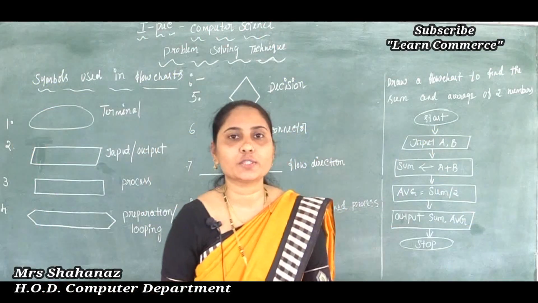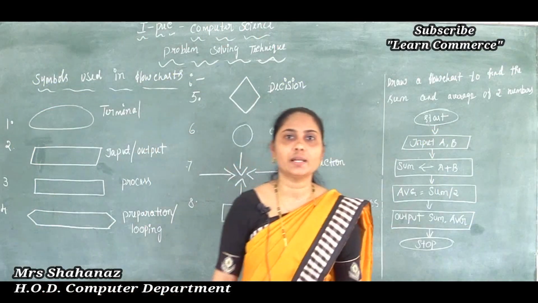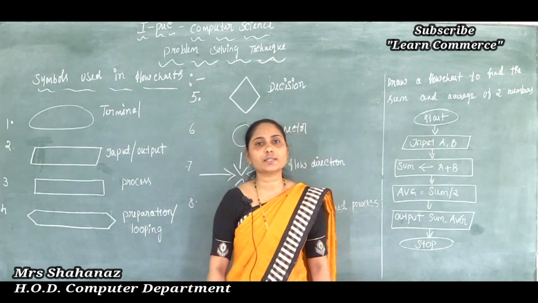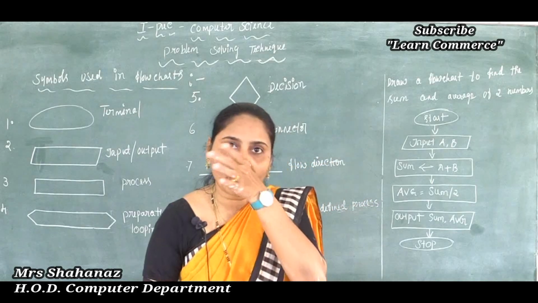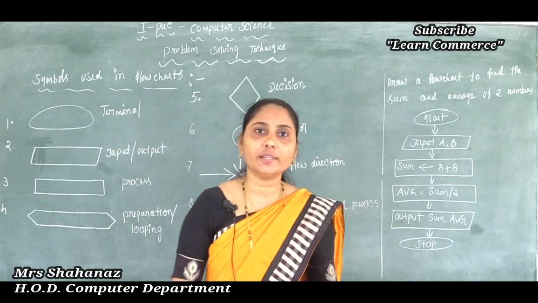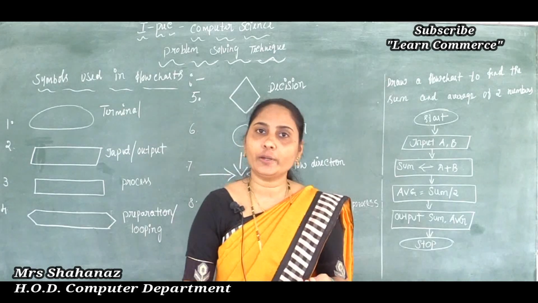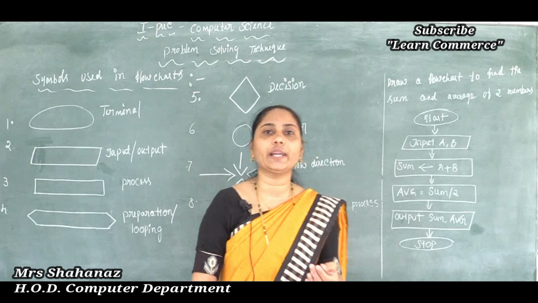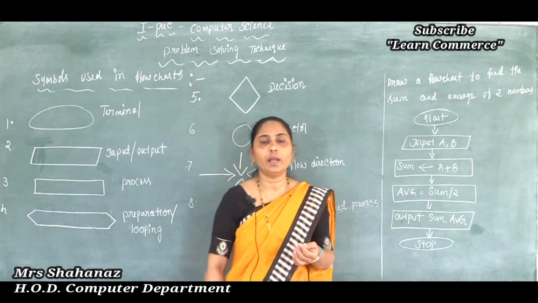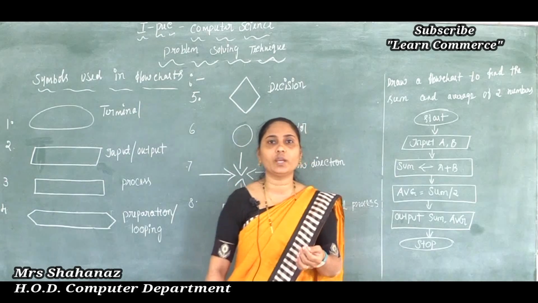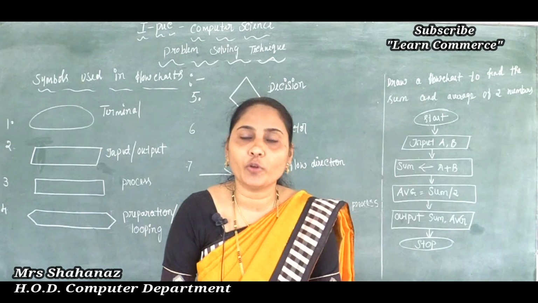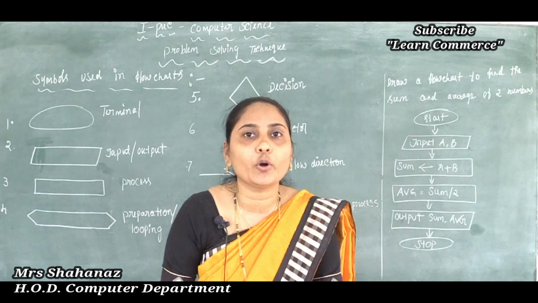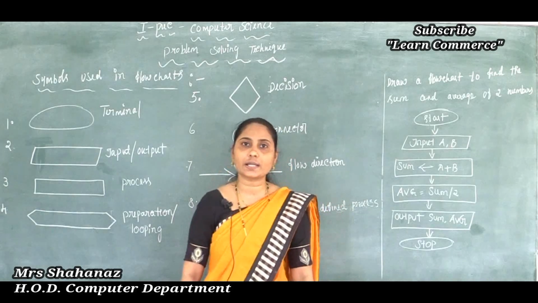Welcome to our first PU Computer Science online classes. In the last class, we discussed some important points of an algorithm and flowchart. We know the meaning, advantages, disadvantages and characteristics of an algorithm, and also the meaning of the flowchart and how many types of flowchart there are. We know the program flowchart and the system flowchart.